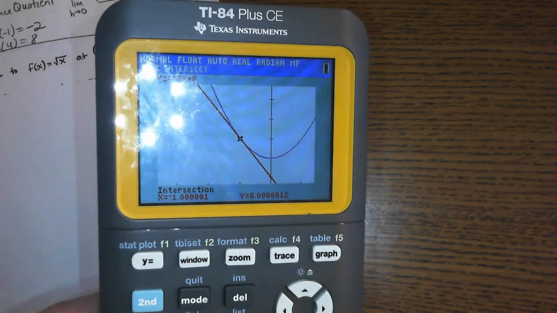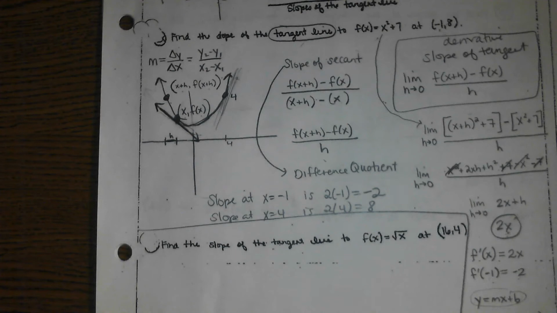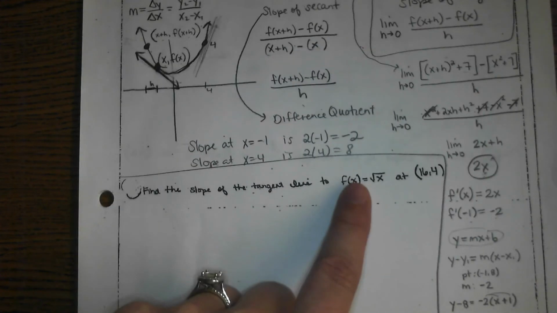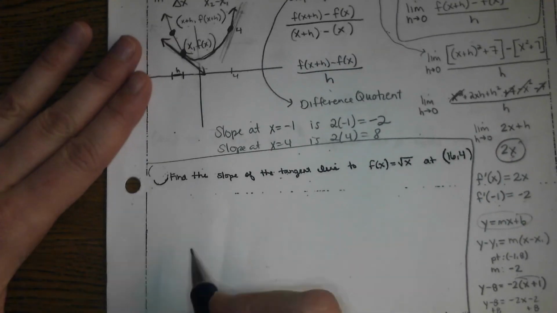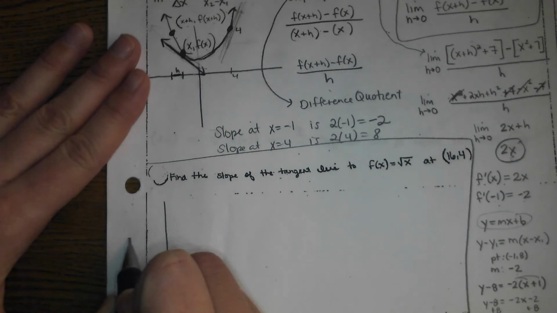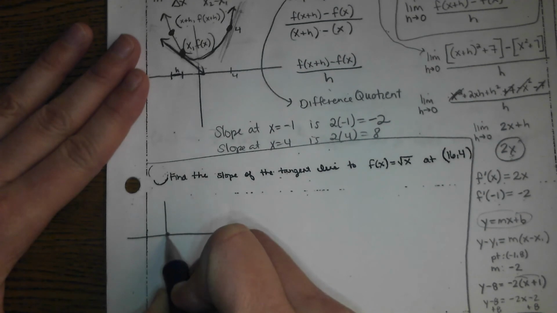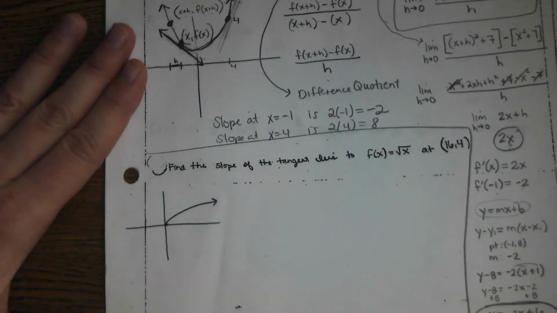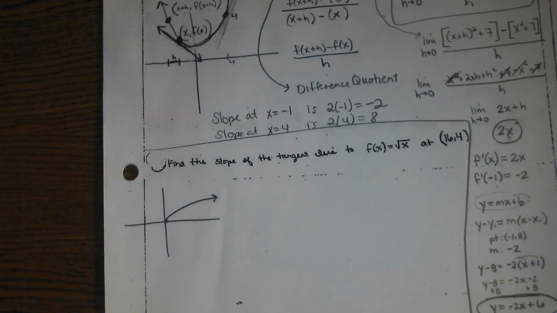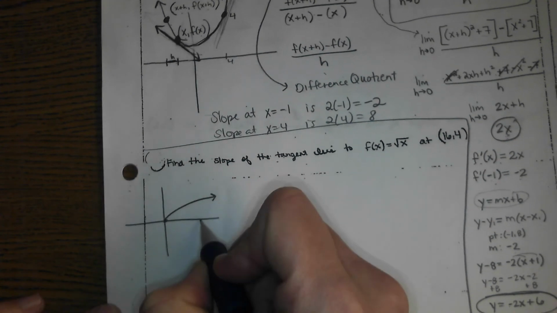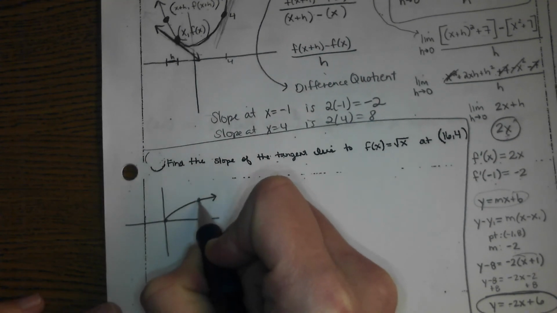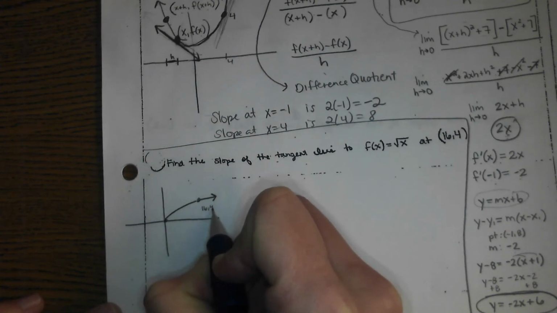Okie doke? All right, so from the top, and with a little bit of a more difficult function. Let me give you first the visual. Remember what it is we're doing here. Here's the function radical x. You should know that that's a parent function. And we're looking for the slope of the tangent line at 16,4. So let's just pretend that's the point 16,4.